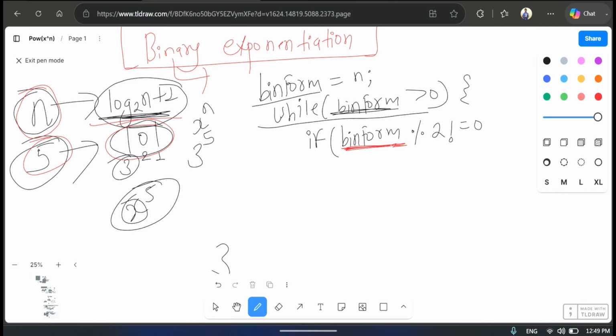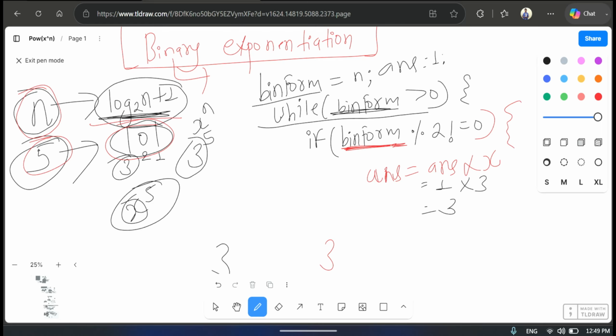Now, if that value is not 0, which is 1, then I will multiply, or I will add that in my answer. So my answer is going to be answer multiplied by x. What does x represent here? Well, x is a value which is 3 here. So answer was 1. Simply assign your answer to be 1 initially, and your x value is 3. So in your answer you have 3 right now.